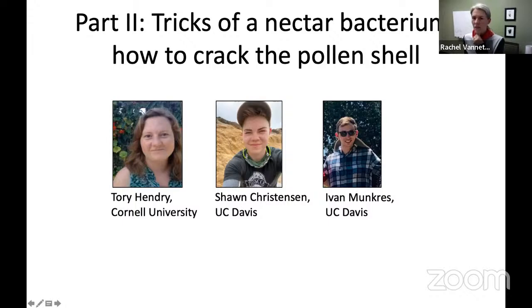So for the second part of my talk, I really want to zoom in and talk about this nectar bacteria that we find to be very abundant, very common on flowers. And so this is called Tricks of a Nectar Bacterium, How to Crack the Pollen Shell. The primary folks leading or helping with this project are a collaborator, Tori Hendry at Cornell, who has done a lot of the genomic analyses, Sean Christensen, a graduate student in the lab here, who has done a lot of the functional work, and Ivan Munkres, a previous junior specialist in the lab.